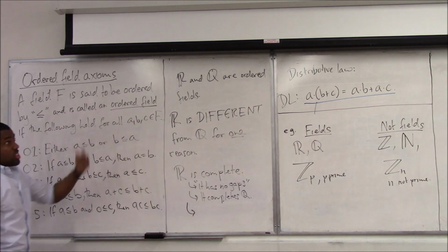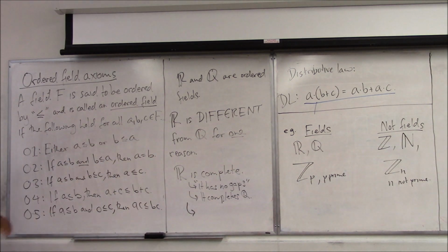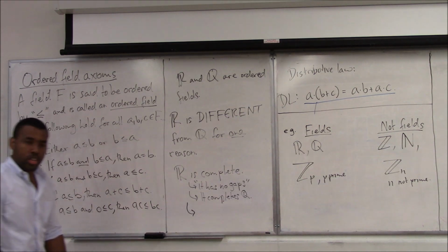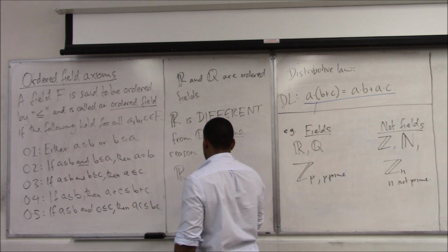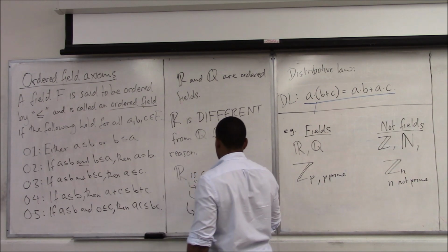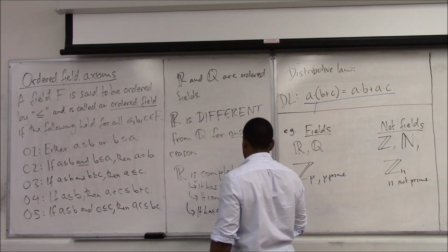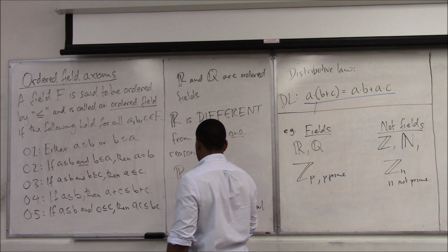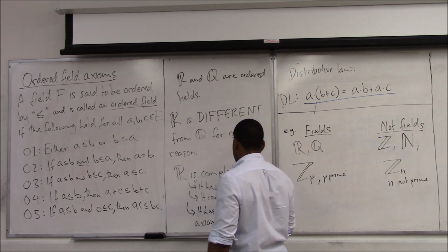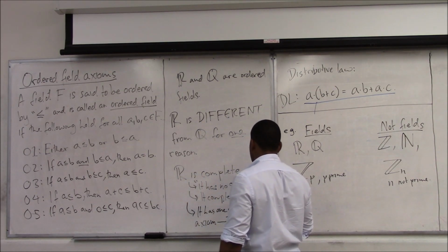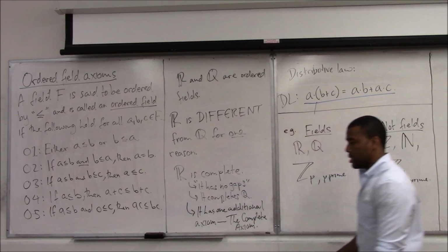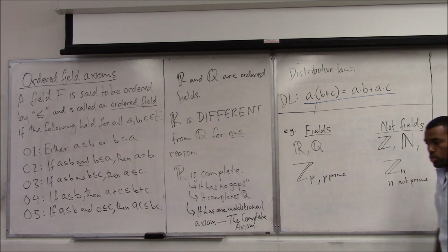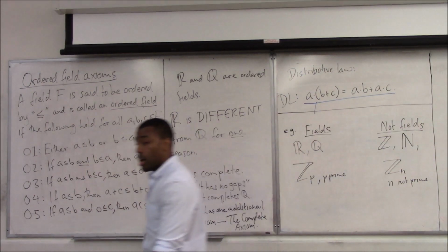So the difference between R and Q is literally one axiom. They share 15 things together, but one thing R has over Q is responsible for that whole difference. It has one additional axiom, which we call the completeness axiom, which basically implies that R is complete. Any sequence of real numbers that converges will converge to a real number. This is not true for Q.